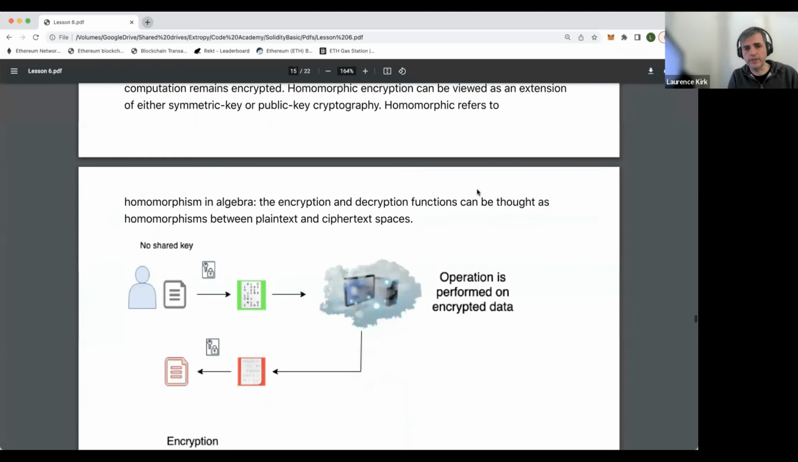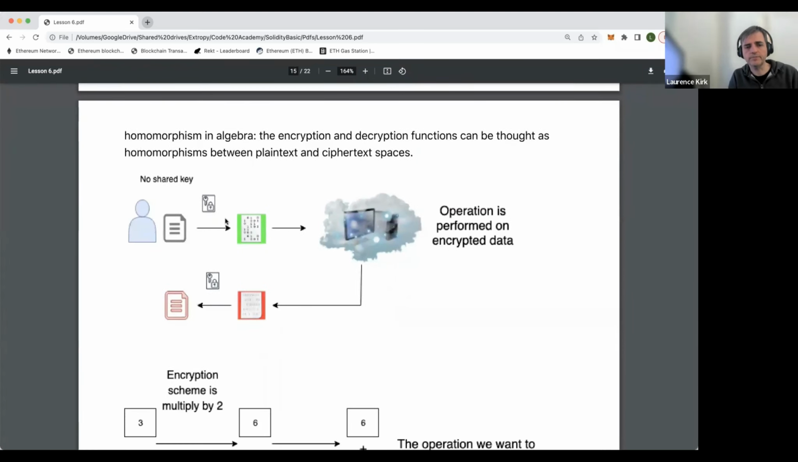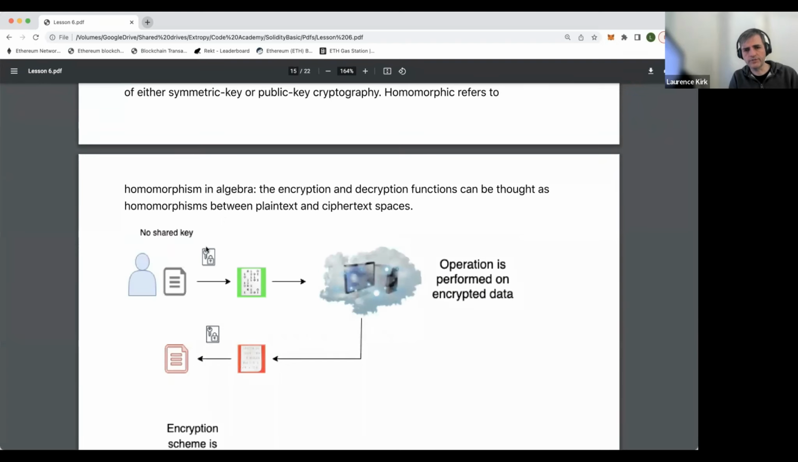So to give you an idea of what that would mean, if you look at this first diagram, it would mean that the person represented here in blue could encrypt some plain text data, which ends up then being this green blob of data. And they don't share their key with anyone else. They keep the encryption key for this data to themselves.